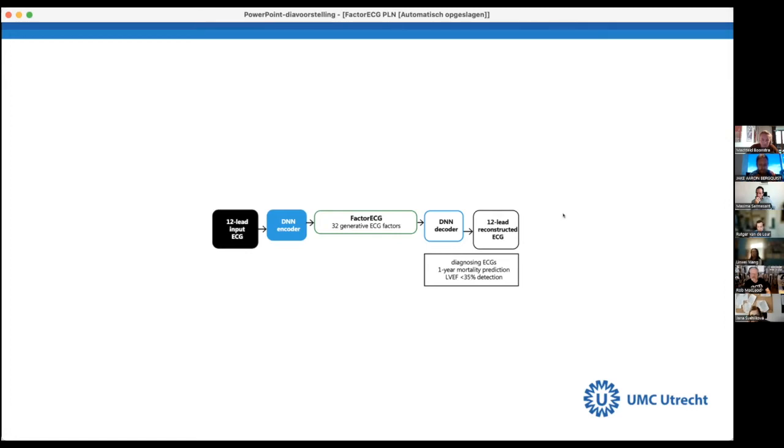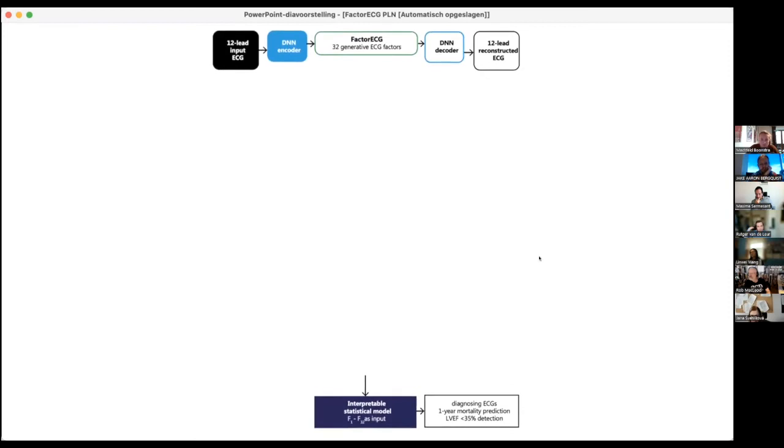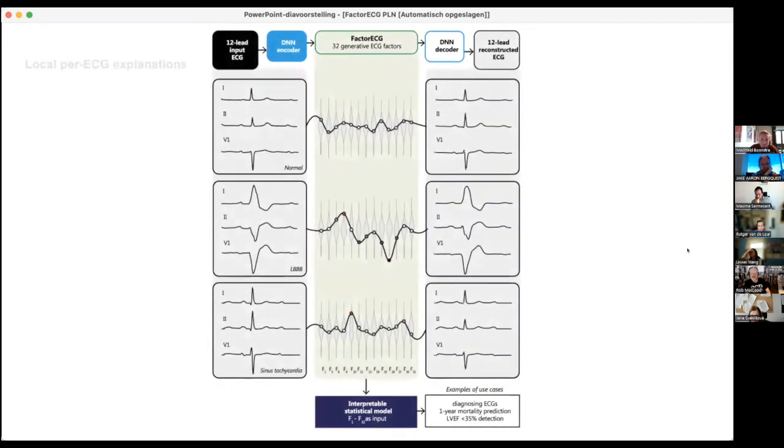And then in the next step, we can use those 32 factors in different models, such as logistic regression or Cox regression or anything, to do the tasks we wanted to do. And the nice thing about this is that we now know what the network is using for its predictions, because we can look at individual ECGs and we can see the state of the factors.